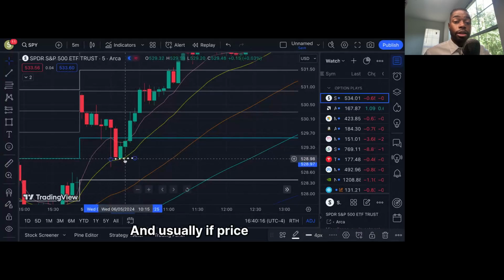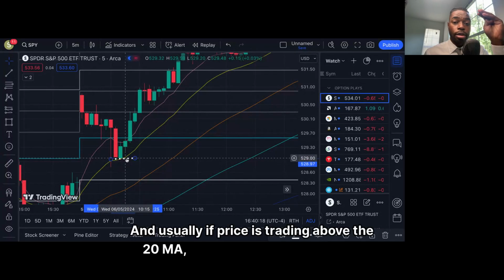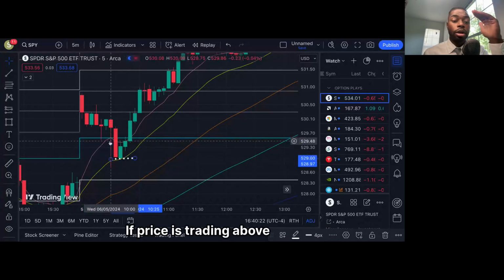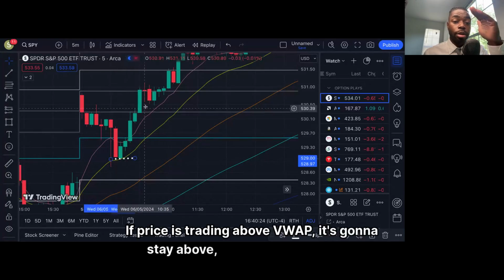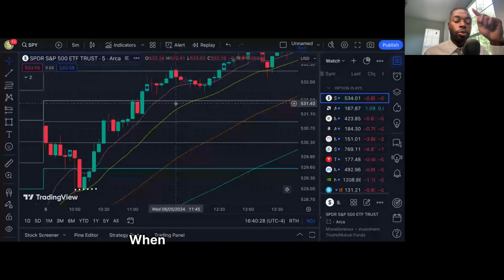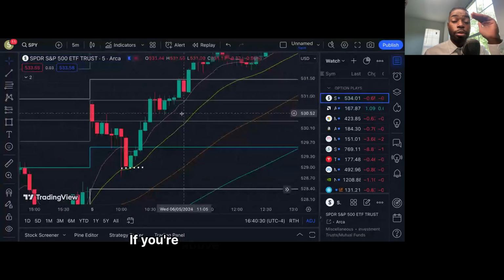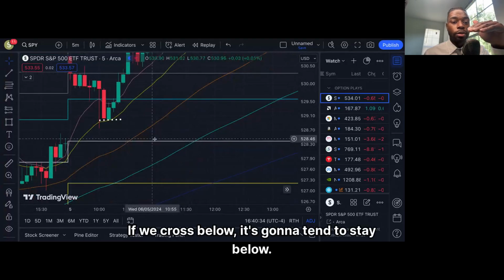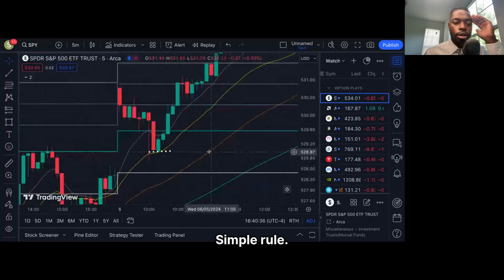And usually if price is trading above the 20 MA, it's going to stay above until it crosses below. If price is trading above VWAP, it's going to stay above, as you can see, until it crosses below. This is a good rule of thumb. When you're trading, this makes it easy. If you're above, we're going to stay above. If we cross below, it's going to tend to stay below. Okay, simple rule. Keep it in your head.